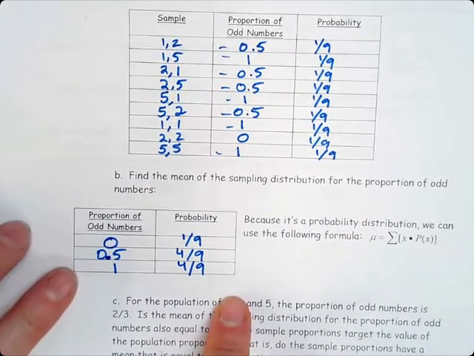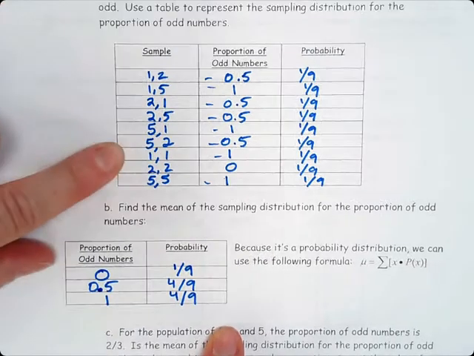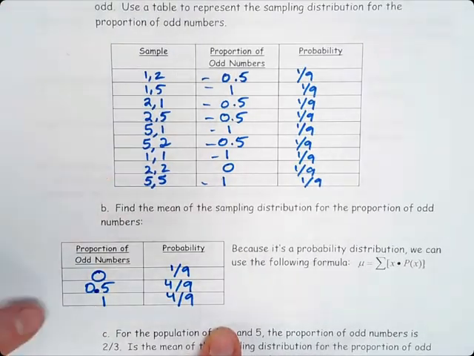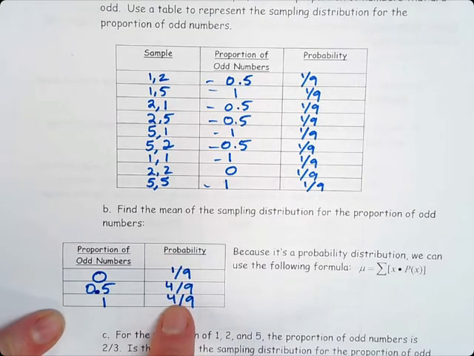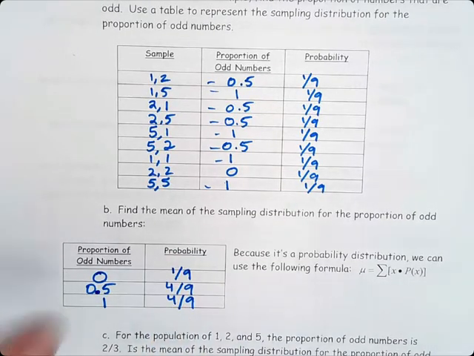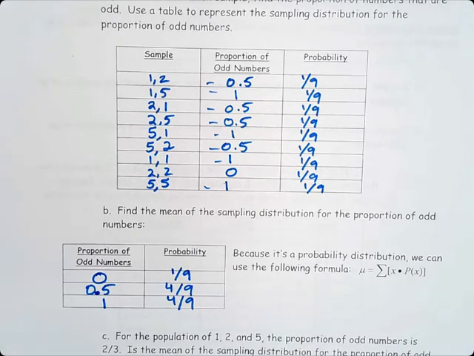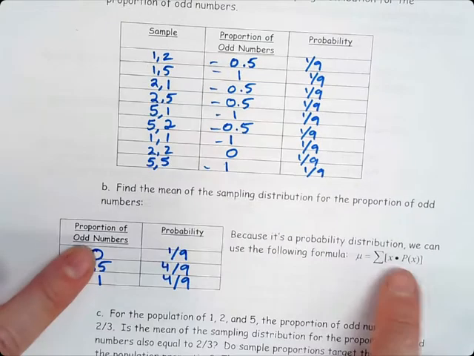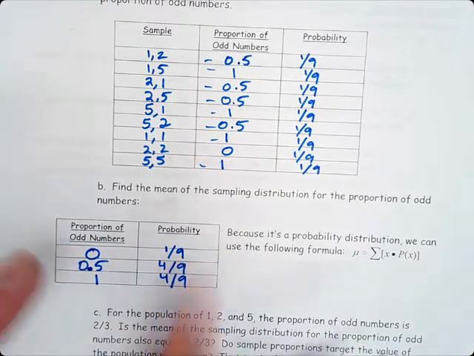That seems like a better way of writing it. You still have to list them out and figure out what they all are, but then you can put it like that, and you know that these are all going to add up to 9/9. Because it's a probability distribution, we can use the following formula. So that means we need to multiply these and then add them up.